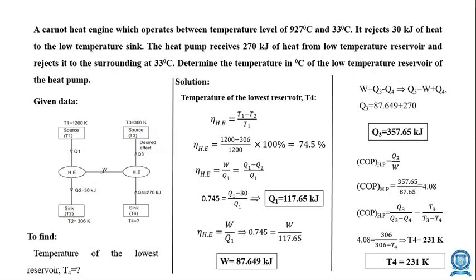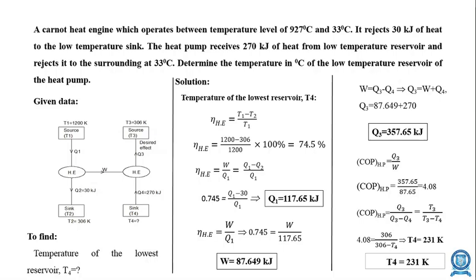117.65 minus 30, which is also equal to 87.649. So both ways you can find the value of W, right? Then we are going to find the value of Q3, since Q4 is given in the problem as 270 kilojoules, because the heat pump receives 270 kilojoules of energy from the low temperature reservoir.